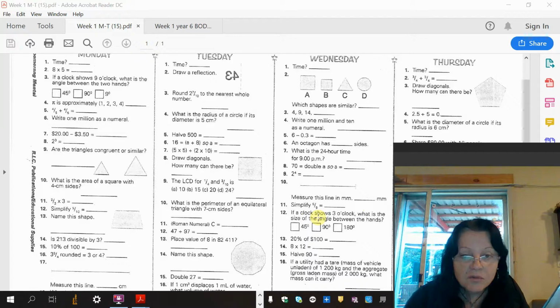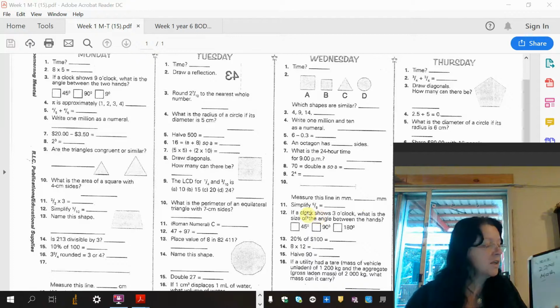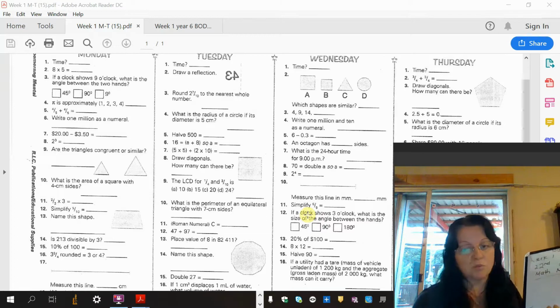Simplify 6 over 9. So we've got 6 over 9, and remember the rule with fractions is we always try and make them as small as possible.